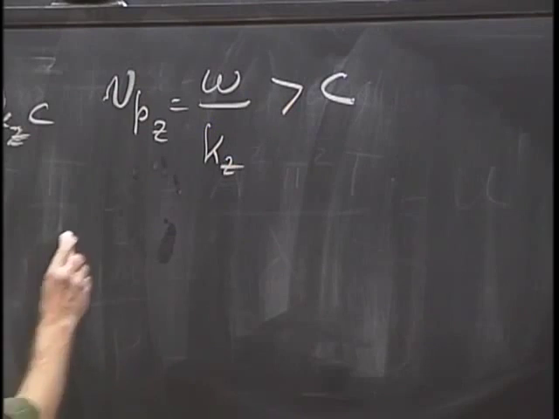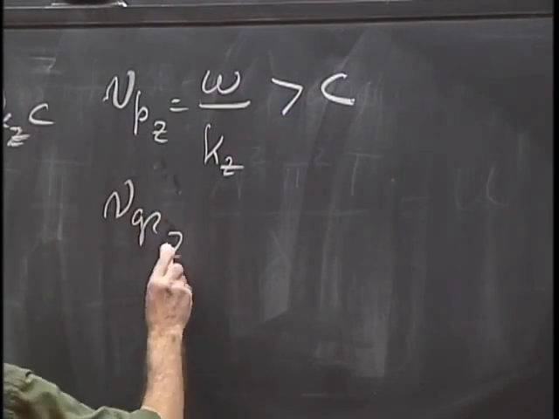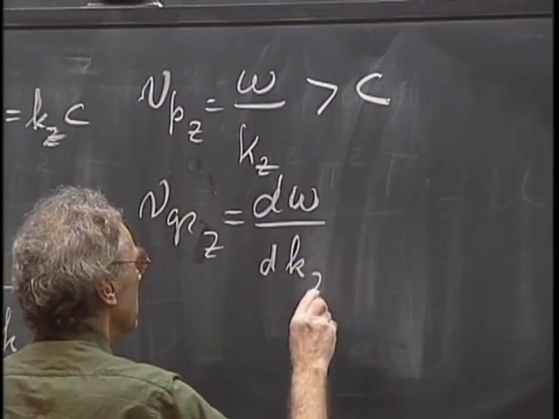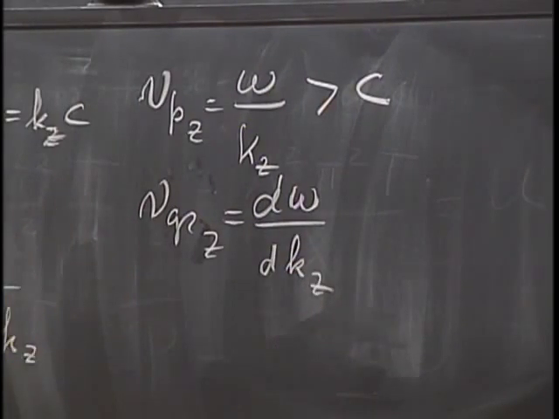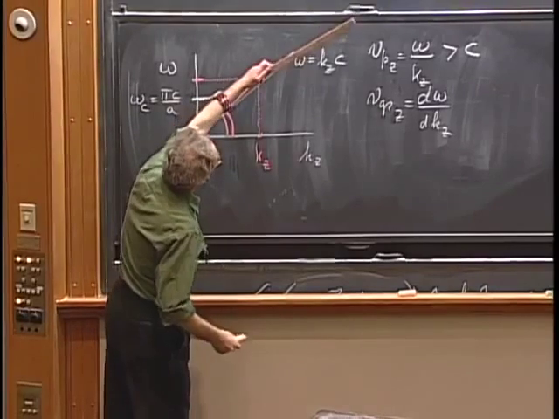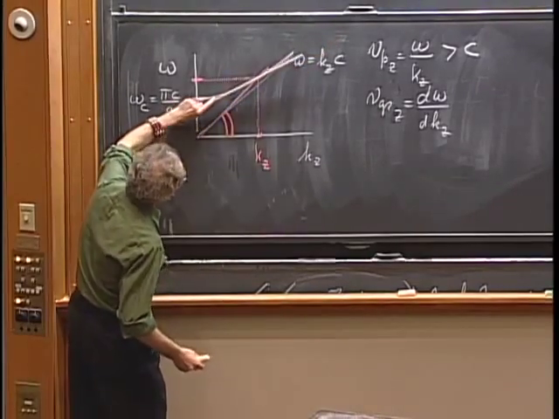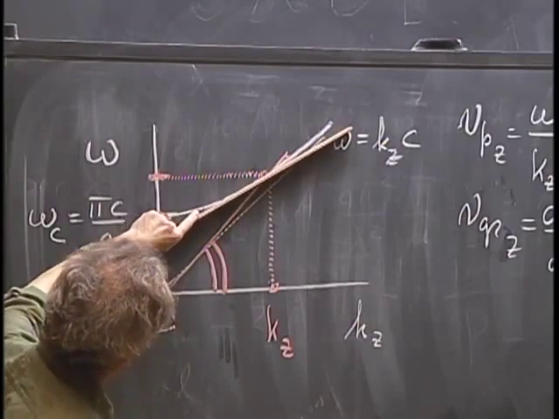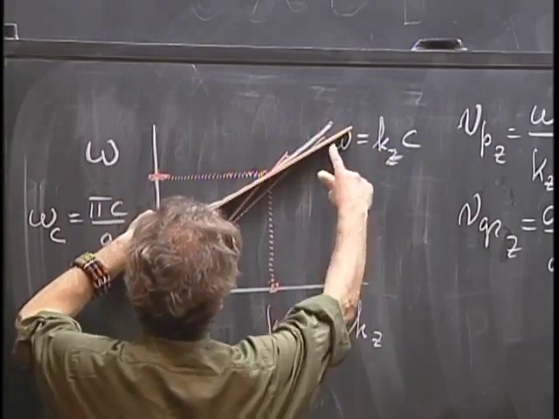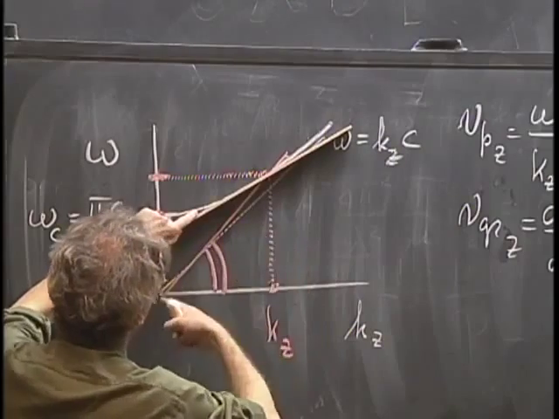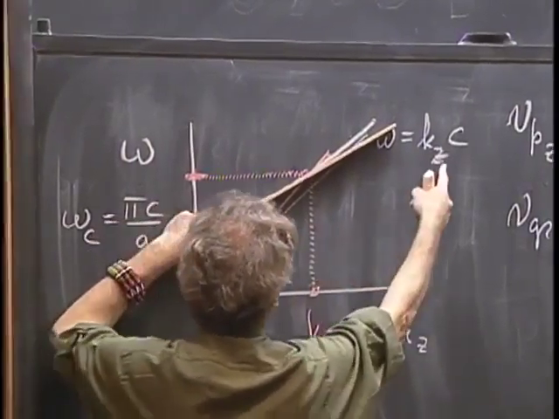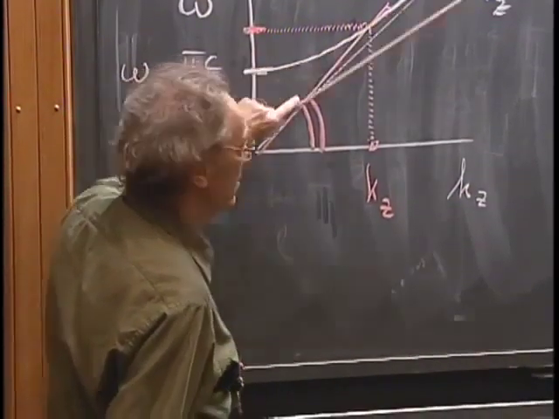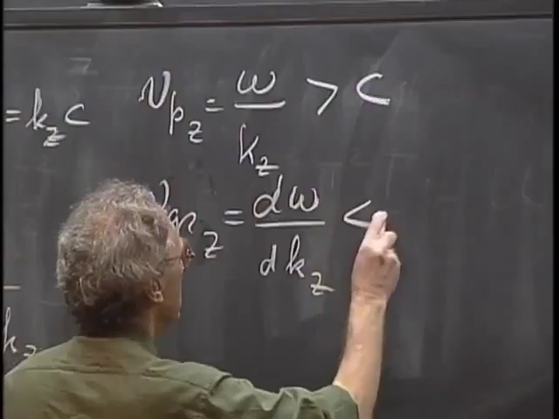The group velocity in the z direction is d omega dkz. And d omega dkz is the tangent along this line here. So at this point here, the tangent would be like this. I don't want to draw another line because it becomes too cluttered. But you can see that this slope is smaller than the line here, which indicates the c. And therefore, the group velocity is smaller than c. And so this is smaller than c.